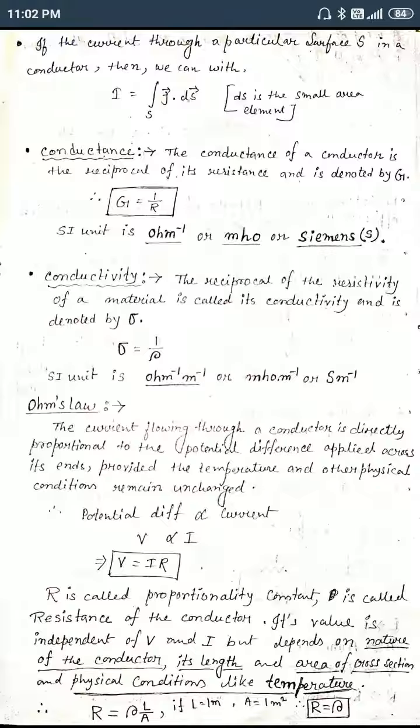And how does it depend? If length increases, resistance also increases. If length decreases, resistance also decreases. So resistance is directly proportional to the length of the conductor. Area of cross section: if area of cross section increases, resistance decreases. If area of cross section decreases, resistance increases. So resistance is inversely proportional to the area of cross section.